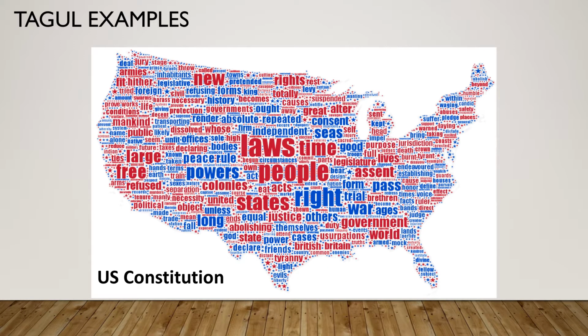So this is Taggle. And I copied and pasted the U.S. Constitution within here, within the United States map, which is kind of cool. But the more often that a word is used, the larger it becomes. So you can see that free, powers, states, people, laws, time, right, new.